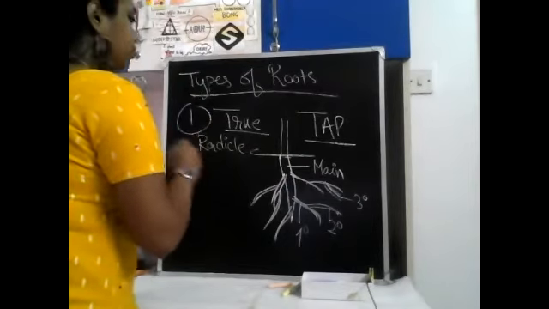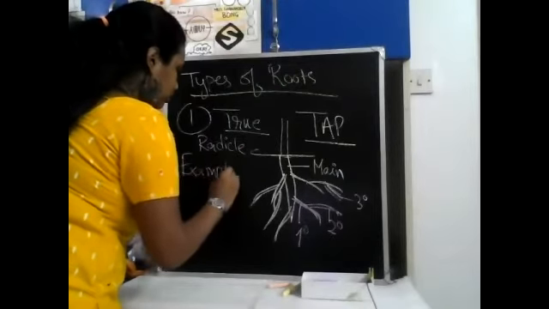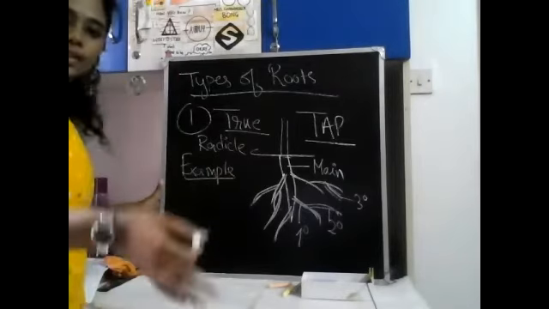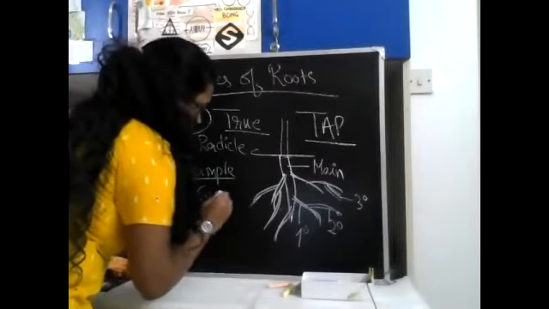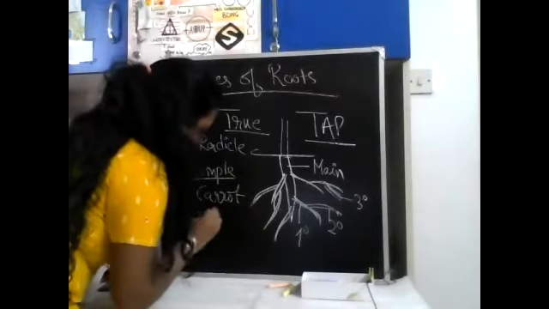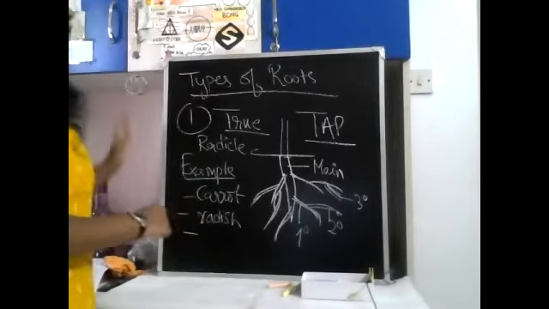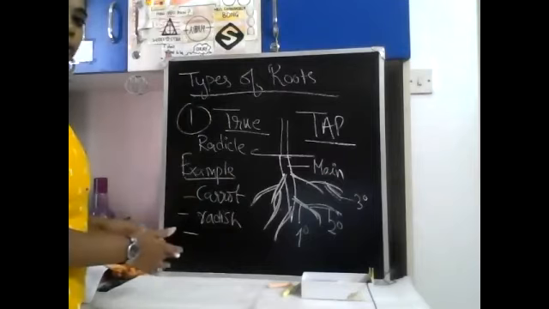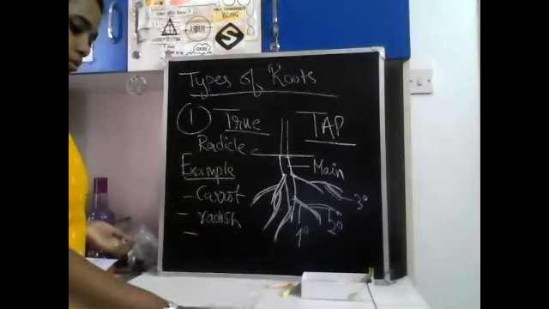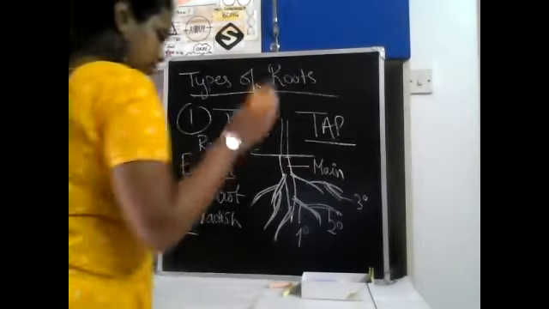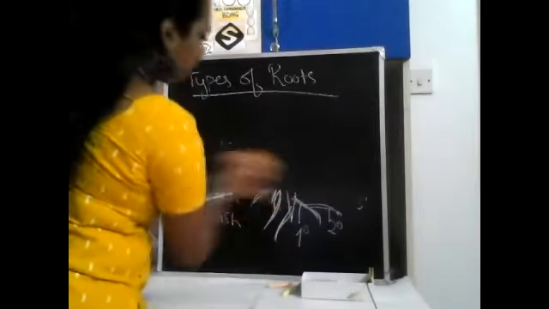Okay. So let's look at some examples. First example that you can consider is carrot. Then you have radish. And you can go on listing more examples so you will learn better. Okay. So leave some space, find out more examples for each type that we learn in this video.